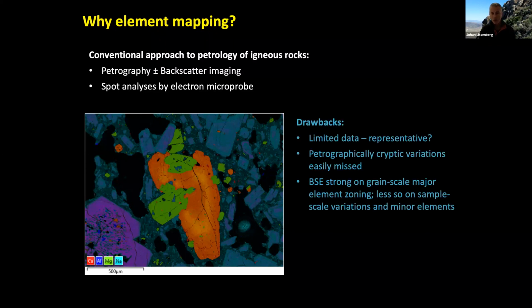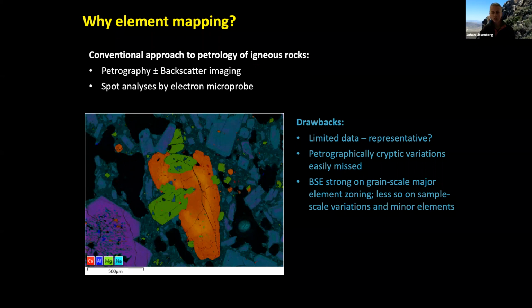But there are a number of drawbacks to this approach. First of all, electron microprobe allows you to get really good quantitative spot analyses, but the amount of data you generate is generally fairly limited, which begs the question to what extent they are representative of the system as a whole. Especially because some variations in mineral compositions are petrographically cryptic, and so they are easily missed in selecting your targets.